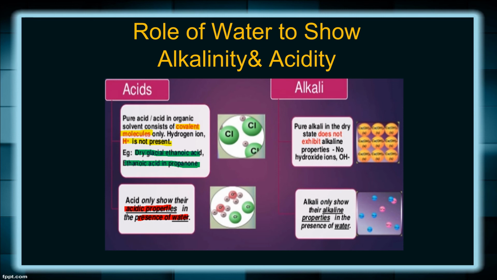Okay, so now we're going to move on to alkali. Whereas for alkali in dry state, they do not exhibit their alkaline properties because there are no hydroxide ions present. Thus they are unable to show their alkaline properties. Alkali is only able to show its alkaline properties in the presence of water. So the presence of water is very essential for acid or even alkali to exhibit their alkalinity or acidity.